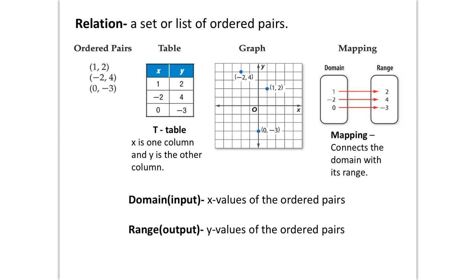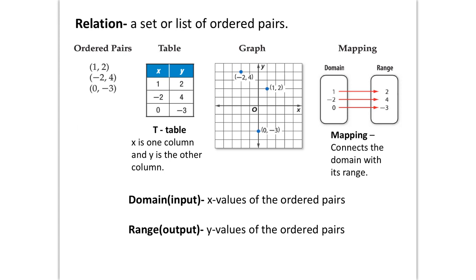So what is a relation? Well, a relation is just a set or a list of ordered pairs. You can see an example here on the screen. We have ordered pairs on this side: (1, 2), (-2, 4), (0, -3). Remember that in an ordered pair, you have two different values, one for the x and one for the y, so the x coordinate and the y coordinate. So that's a relation, just a list of ordered pairs, and those ordered pairs can be represented in different ways. So first, let's look at the different methods you can use to represent ordered pairs.